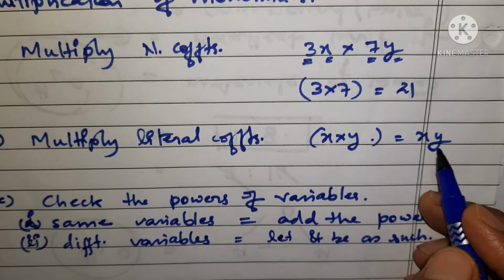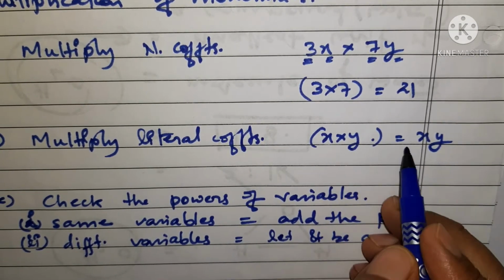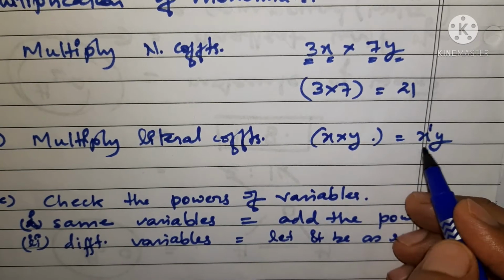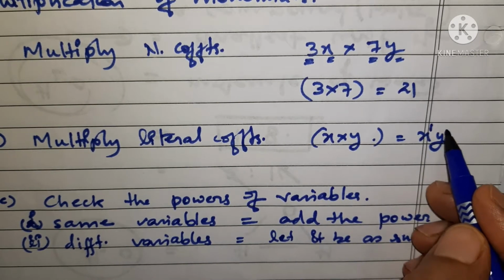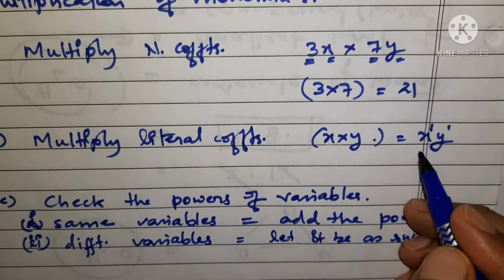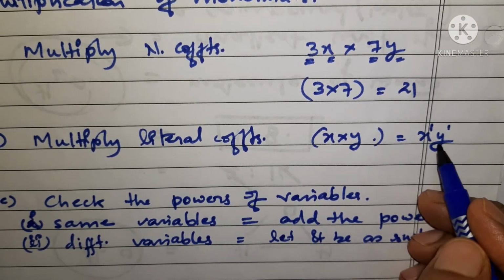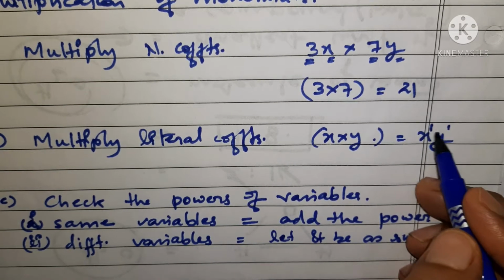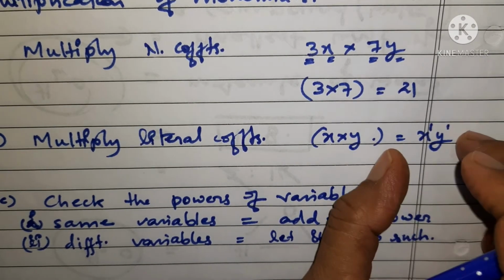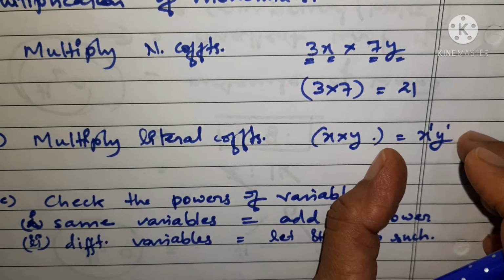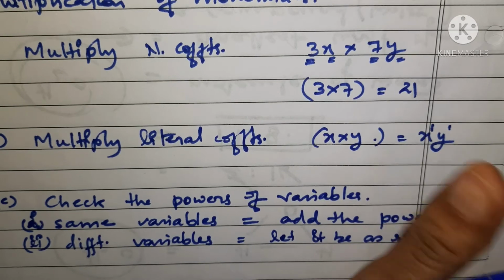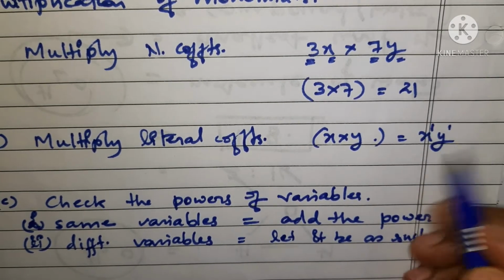For example, here you can see that we are having two different variables. You are having x with a power of 1, and y also is having a power of 1. Since no powers are given, it means they are 1 and 1. But these bases, the variables, are different, so you cannot add or subtract them. They are going to be kept as such. In case of multiplication of powers, we don't actually multiply the powers, we simply keep the powers as such.